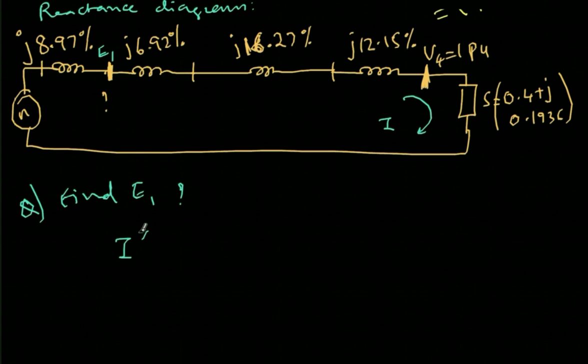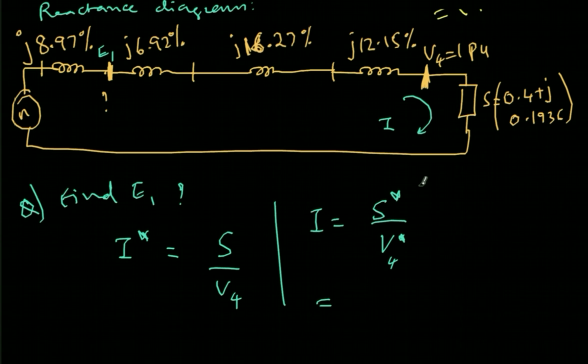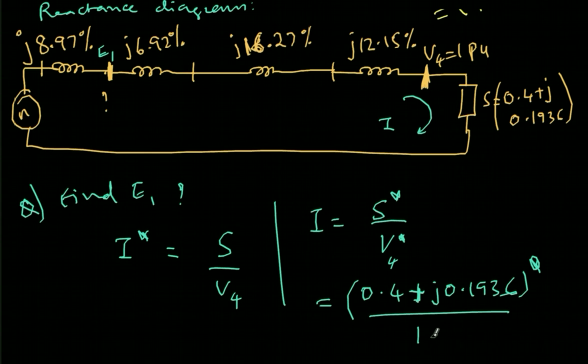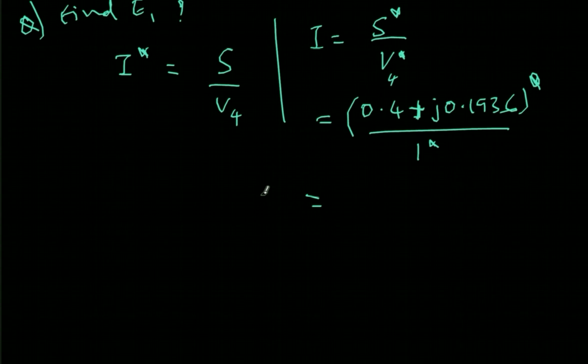So what is the conjugate of current? Conjugate of current is nothing but S by V4, or I can find current itself as conjugate of S by conjugate of V4. So conjugate of S is 0.4 plus j 0.1936. Since it is conjugate, this will become minus, and then 1 conjugate. Because 1 is a real number, its conjugate will also be 1. So finally the current I get is 0.4 minus j 0.1936 per unit. Now I have the current.